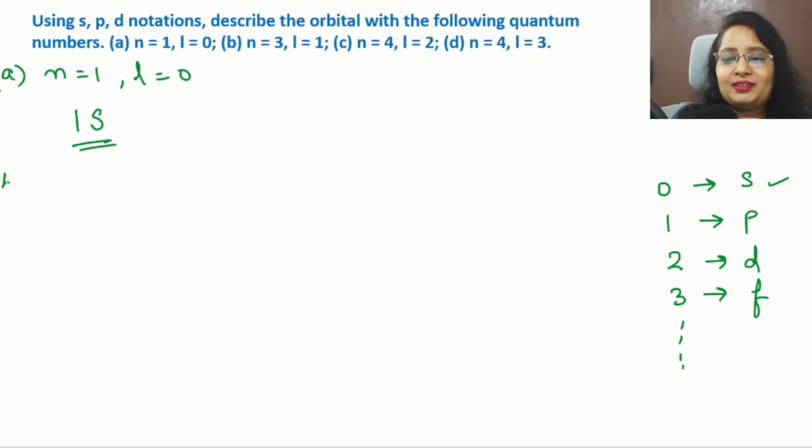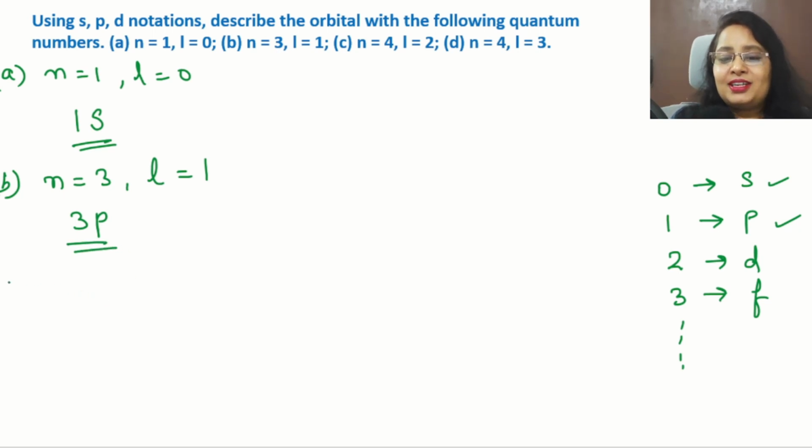Come up to B. n is equal to 3 and l is equal to 1. So n is equal to 3 means the shell number is 3, the third shell, and l is equal to 1 means the orbital is the p orbital. So we can write 3p. And now the answer is here.